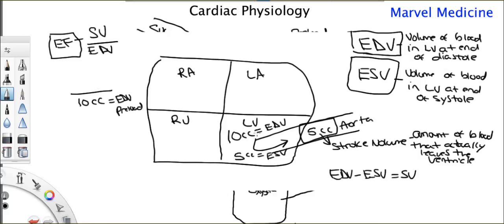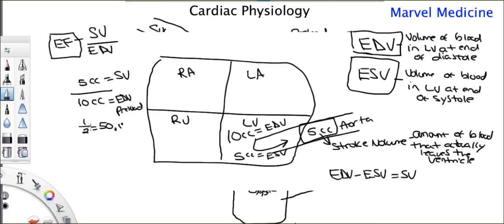But there's a certain amount that we contracted out. What was that amount that we contracted out? 5 cc's, right? What do we call that? The stroke volume. The stroke volume is how much we send out. So 5 cc's was our stroke volume. The ejection fraction is a ratio. It says, okay, how much blood did we have in the beginning and how much blood did we send out? It's a fraction. It's 5 cc's out of the 10 cc's, okay? So it would be 1/2 or more like 50%, okay?